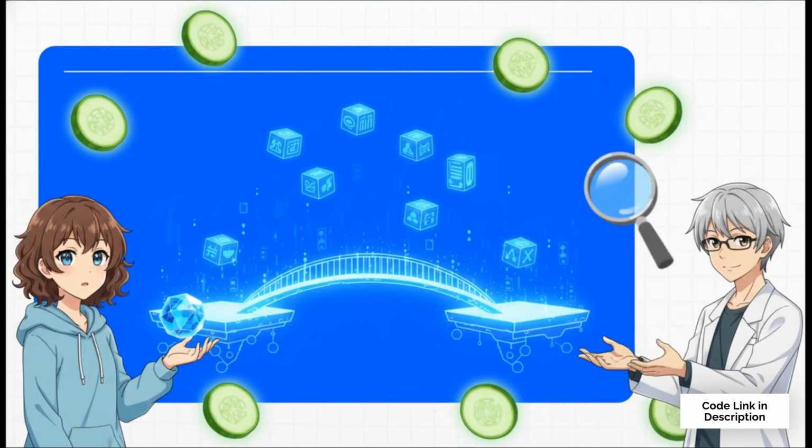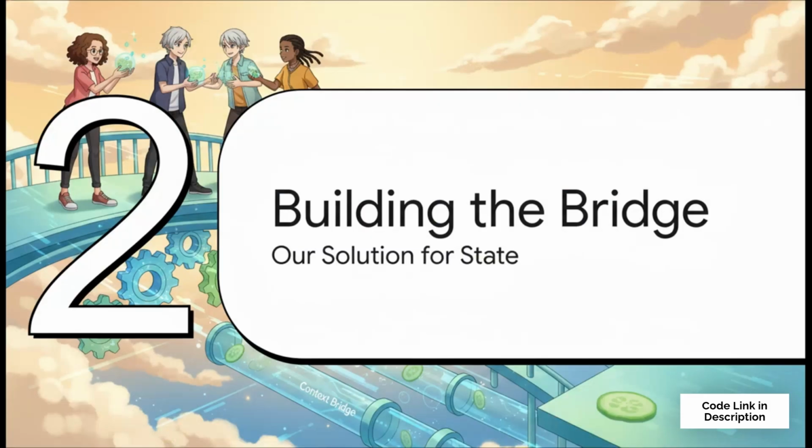You see, this isolation is intentional. It's the core idea. Cucumber steps are stateless by design. Think of it like this. Each step has amnesia. It has absolutely no memory of what the step before it did. So to connect them, to pass that memory along, we literally have to build a bridge. And that, right there, is our mission for today.